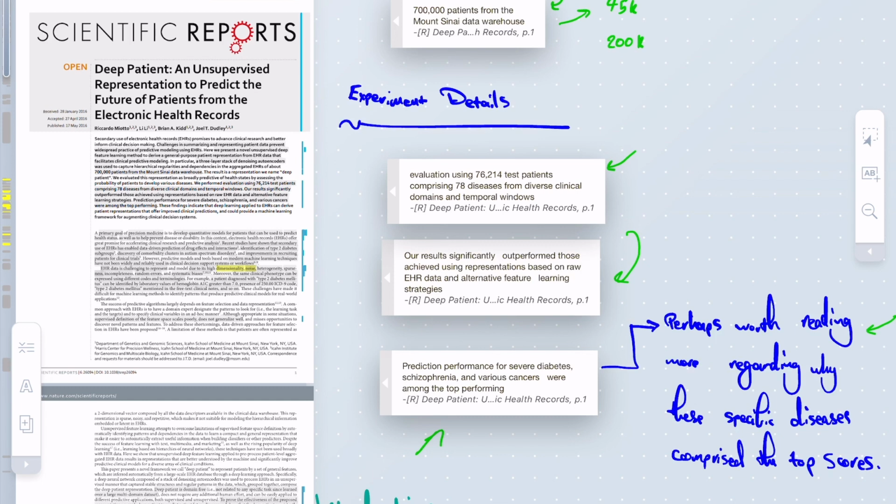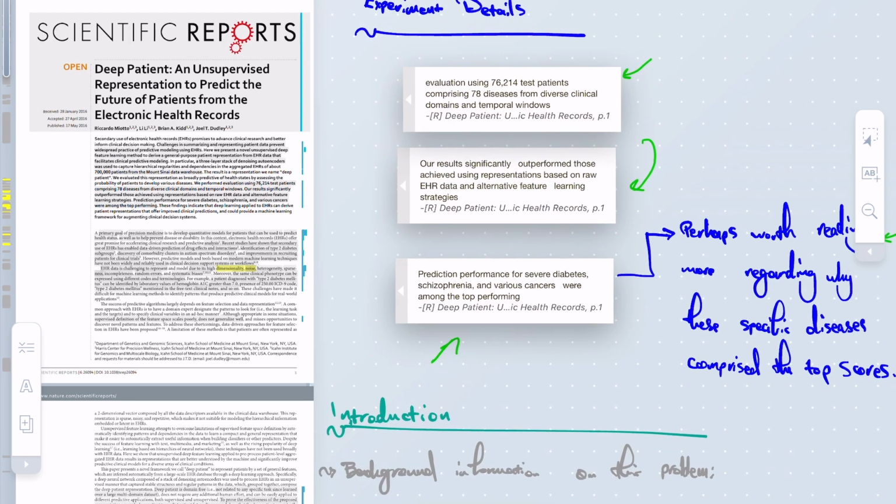So go over the experimental details, and going over the experiment details is important because if someone wants to build some similar approach for other databases of electronic health records, this might be important. So they had somewhere about 76,000 test patients and 78 diseases, and the results showed that they outperformed all the baseline methodologies. We will talk about this a little bit later, but they were considering the baseline methodologies as PCA, ICA, and Gaussian mixture models to show that their model learns more useful and general representations.